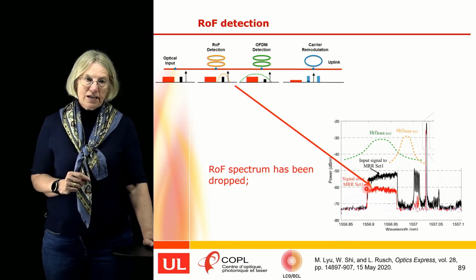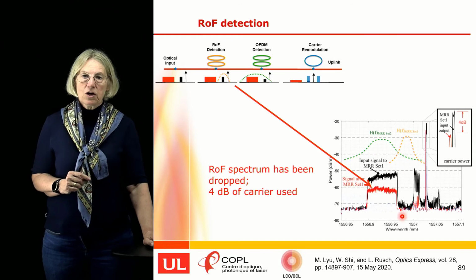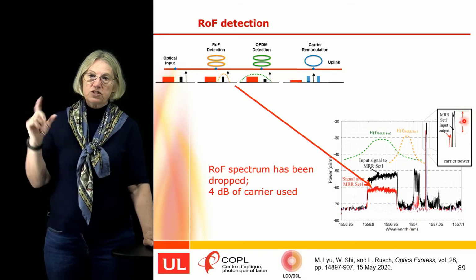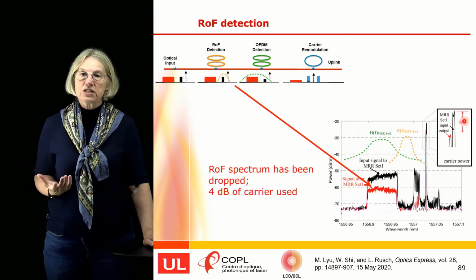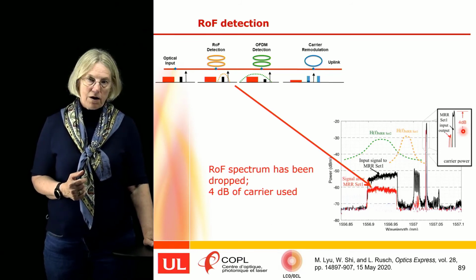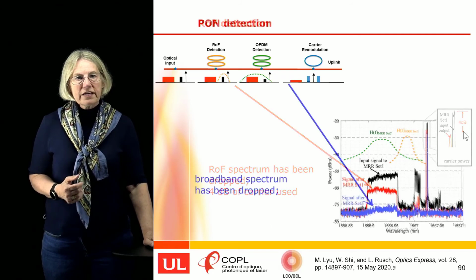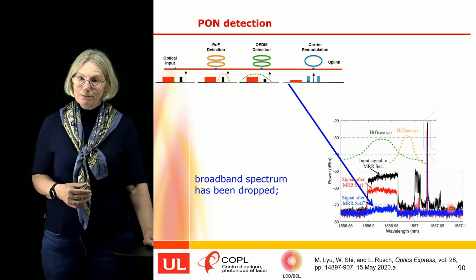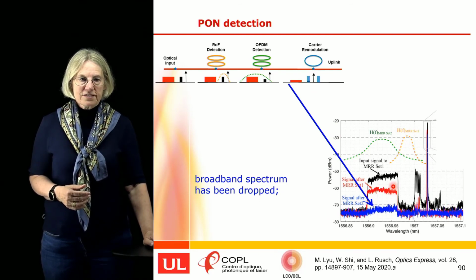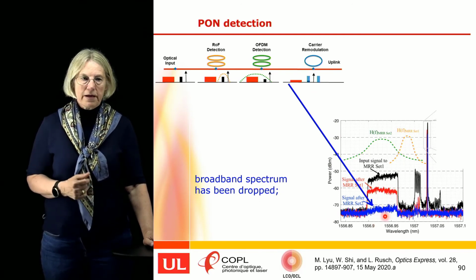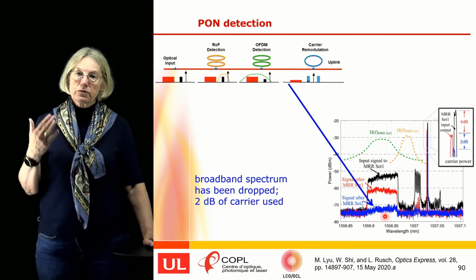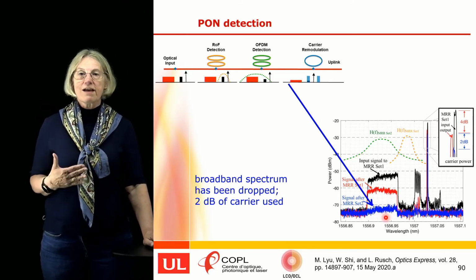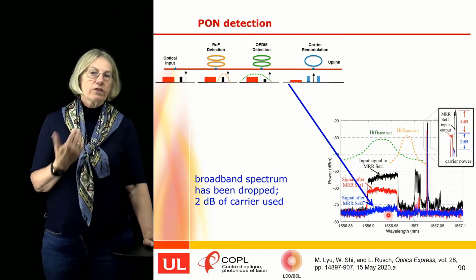What's also interesting is that when we were doing the detection of the radio over fiber, of course we needed some of the carrier to do the direct detection, and we were able to peel off, just reduce the carrier by 4 dB, and that was sufficient to get very good reception for our ROF signal. Now we go into the second set of microring resonators, and now we have dropped our broadband signal. When we drop the broadband signal, you can see now it's no longer present on the bus. And in doing this, we only needed to reduce the carrier by 2 dB, which means that as we go into remodulation, we still have a very strong residual carrier for the uplink.